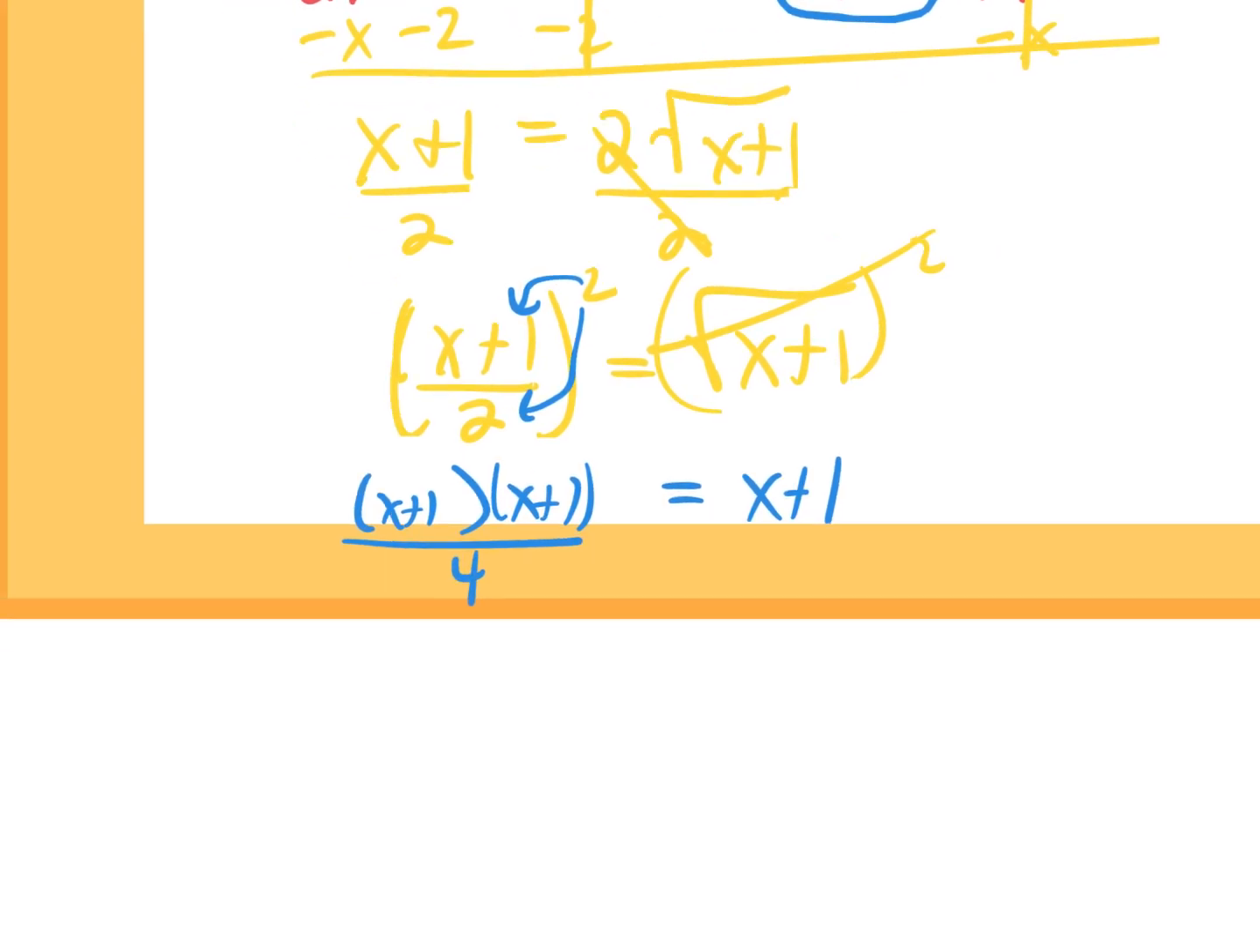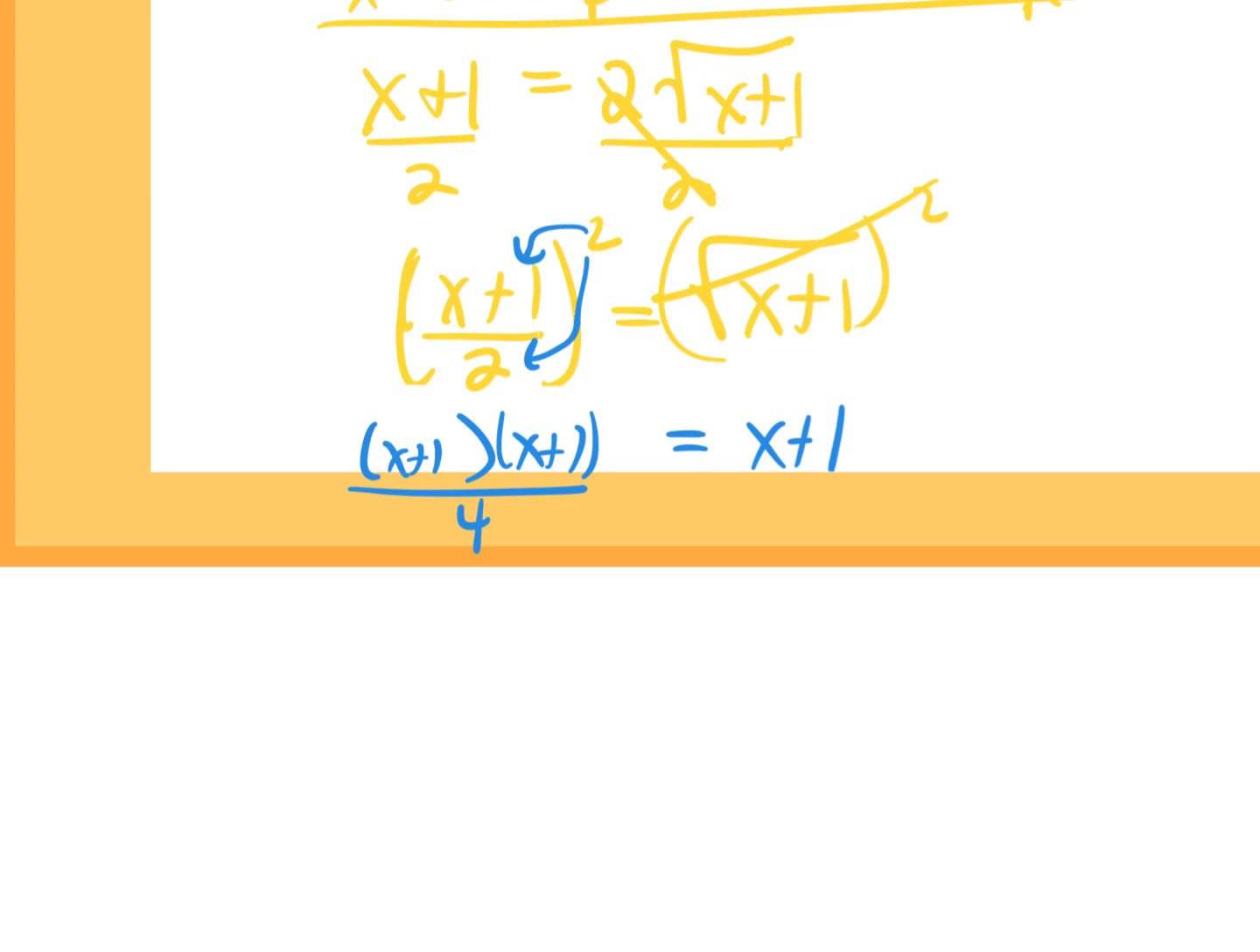So let's just clean this up a little bit. x times x is going to give me x squared. x times 1, and then 1 times x is going to give me 2x, and then 1 times 1 is 1, all over 4 equals x plus 1 over 1. Now what do we have here, guys?